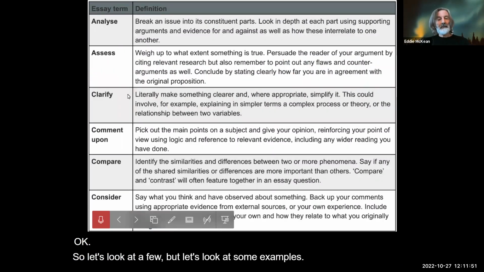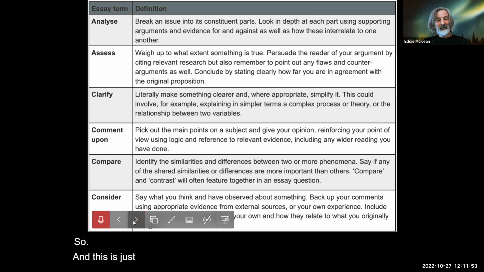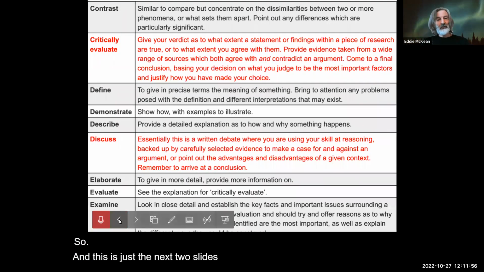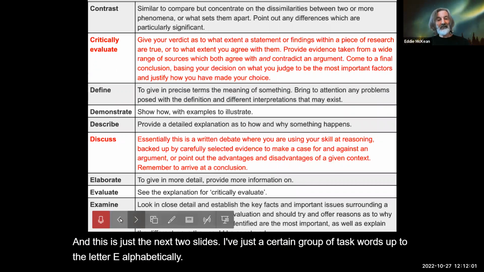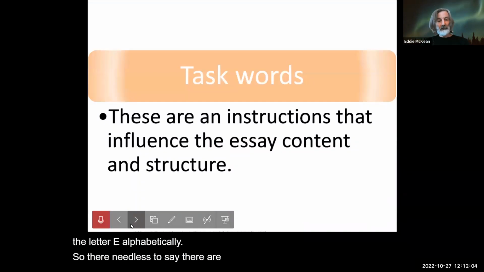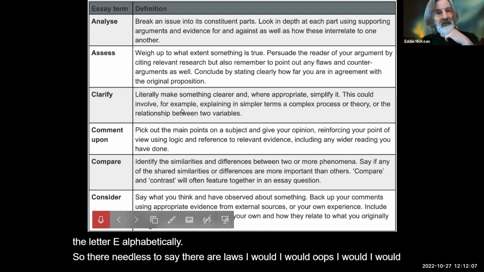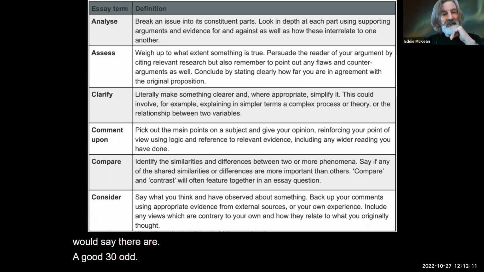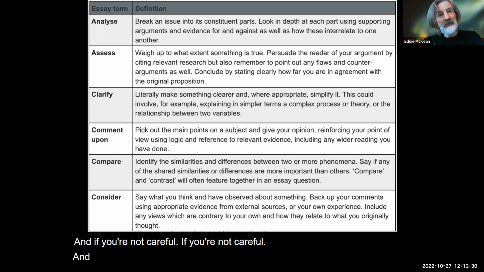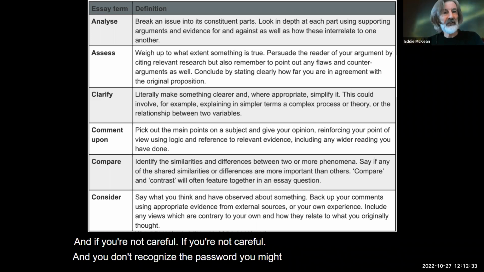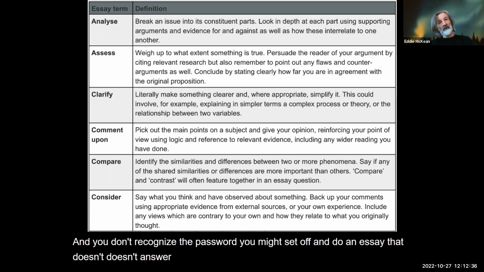The next two slides are just a certain group of task words up to the letter E alphabetically. So, needless to say, there are lots. I would say there are a good 30 odd task words that could be used. A lot of task words do the same kind of thing. It's just a different word that does the same kind of thing. But some are quite different. And if you're not careful and you don't recognize the task word, you might set off and do an essay that doesn't answer the question because you've not taken that into account.